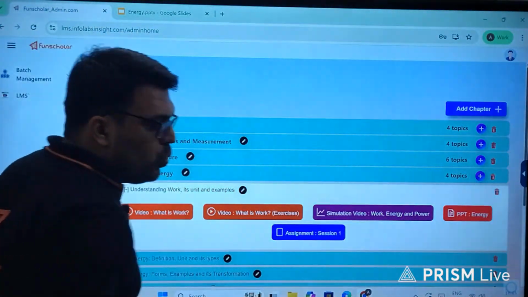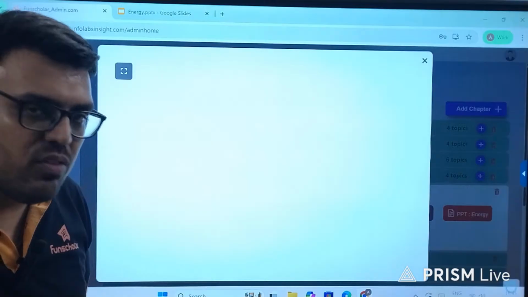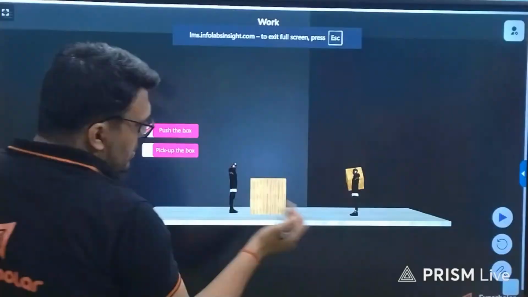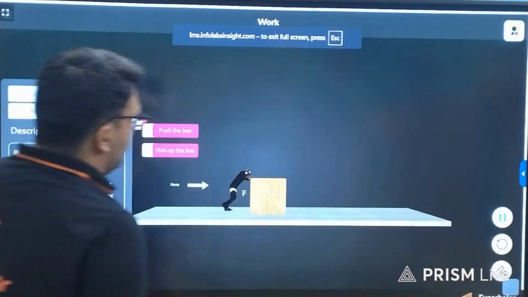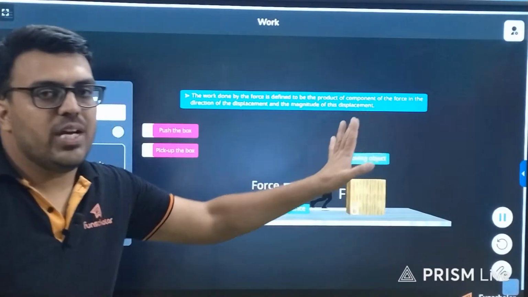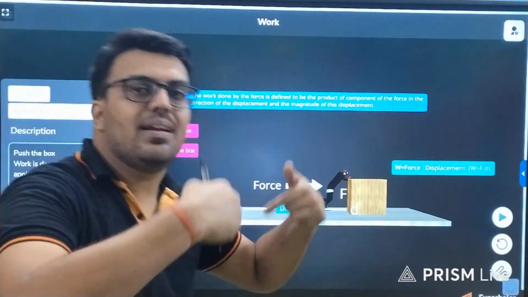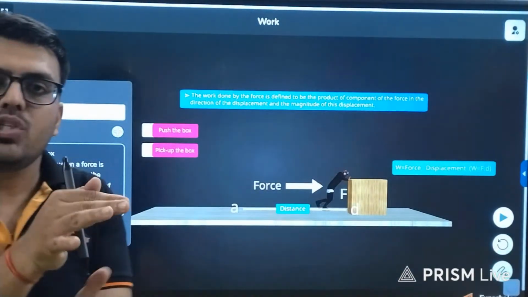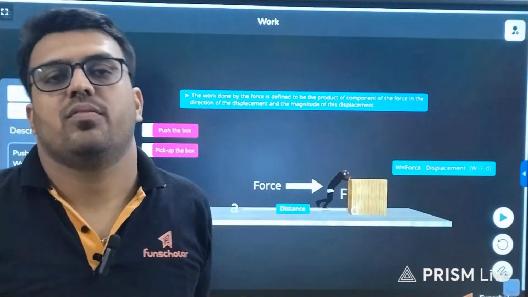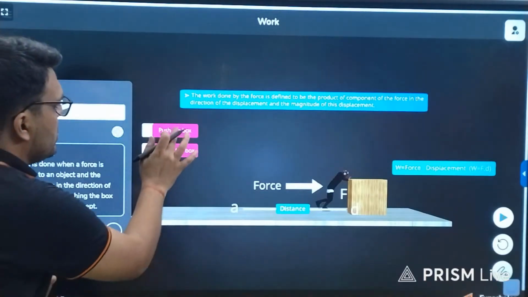Now let's try to understand one more time, revise one more time through a simulation. So try to see this, how work is going to be defined. So there is a force and that force is moving the object. The object is getting moved towards the direction of the force. So there is force and displacement, force into displacement. That is how work is defined. So this is a simulation. See it again.